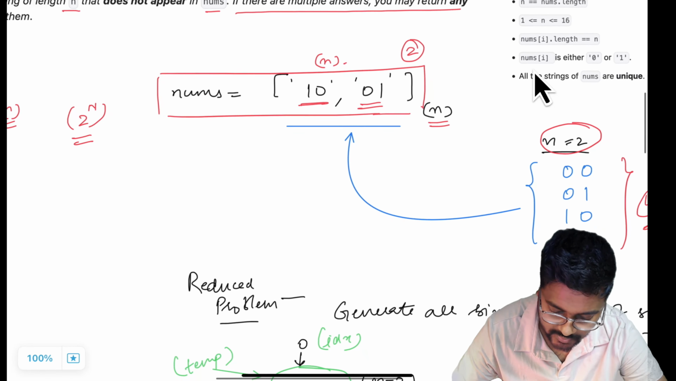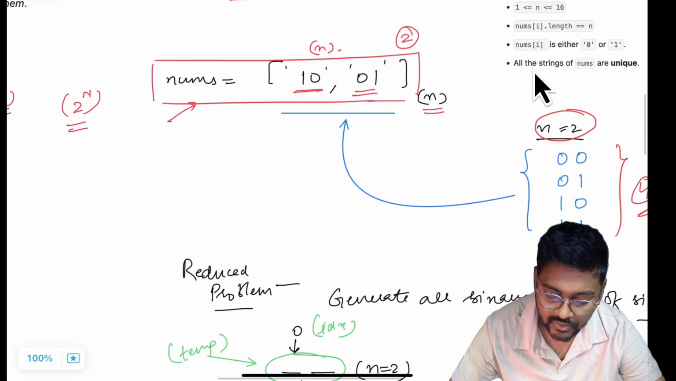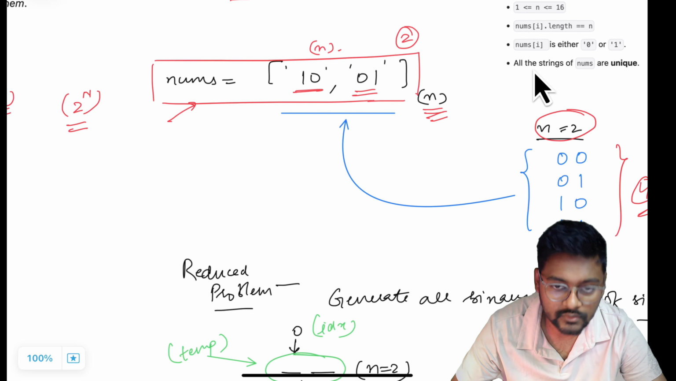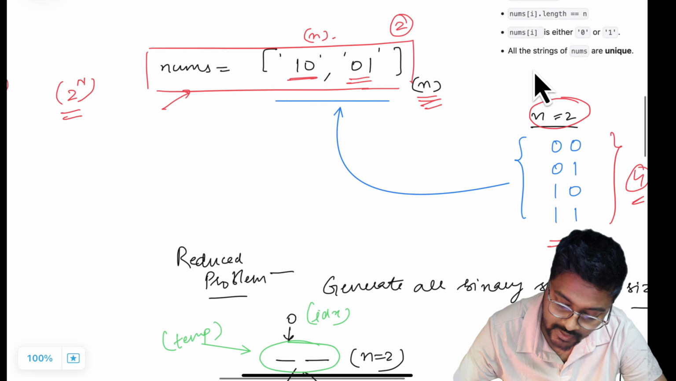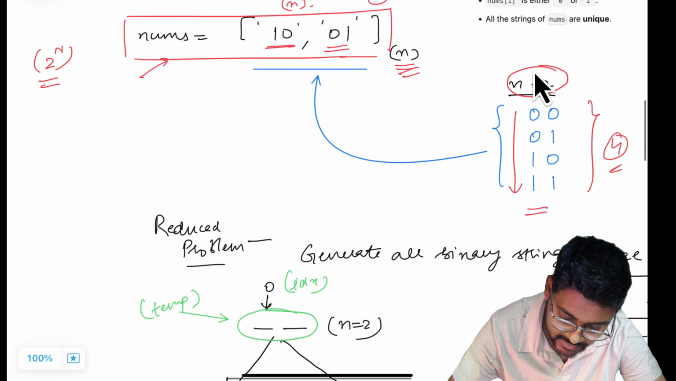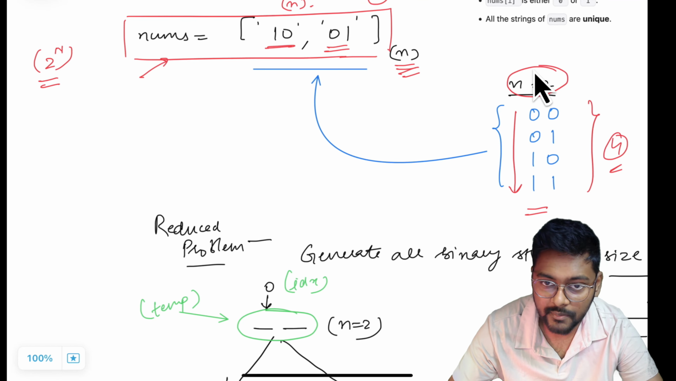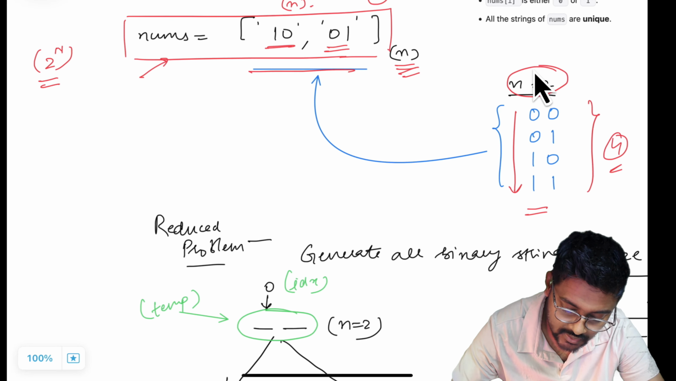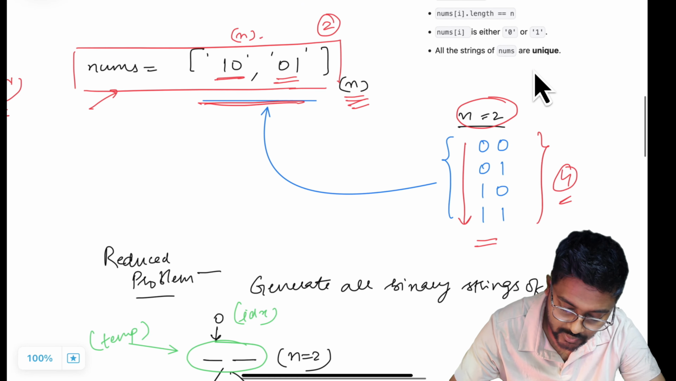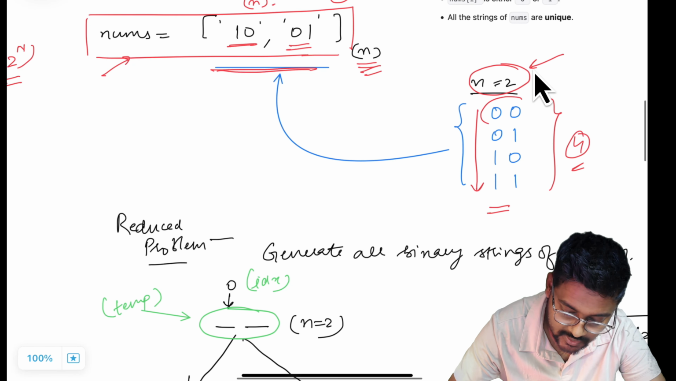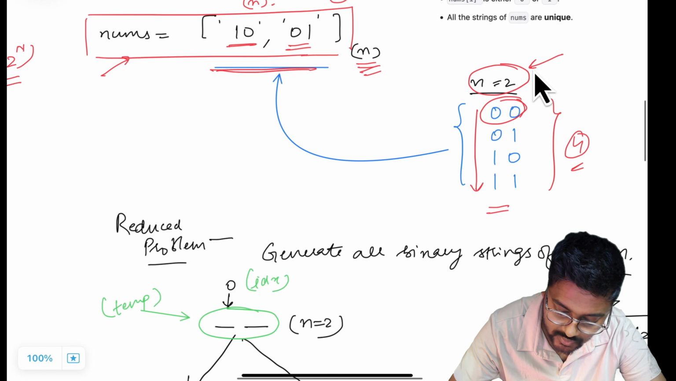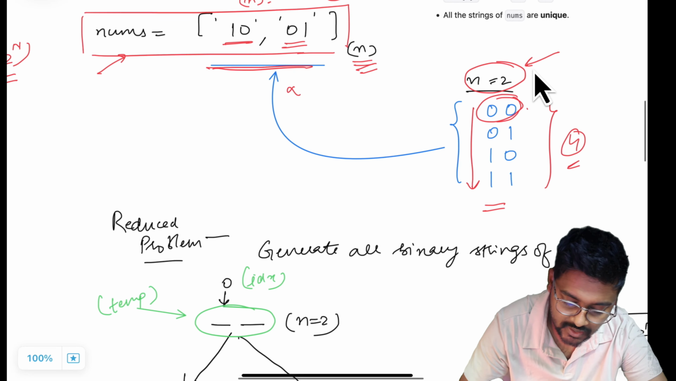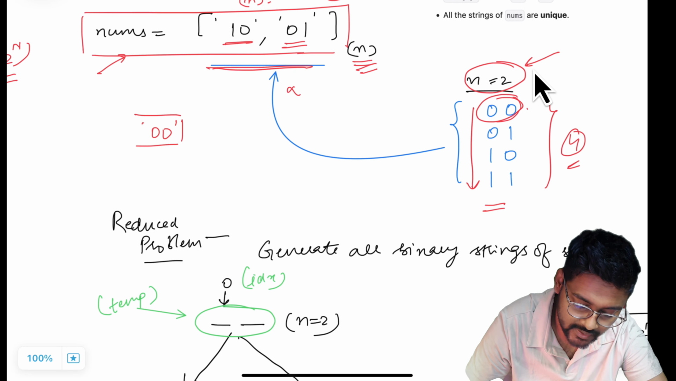So this is the problem statement. The nums array will be given to us, and n we already know, it is equal to nums.length, and from these valid binary strings I need to return one binary string which is not present in nums. So for n equal to 2, the binary strings are 00, 01, 10, 11, and I will check whether 00 is present in the given array or not. 00 is not present in the given array, so 00 is my valid answer.